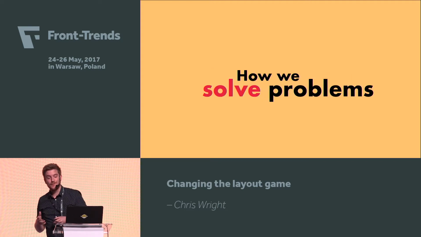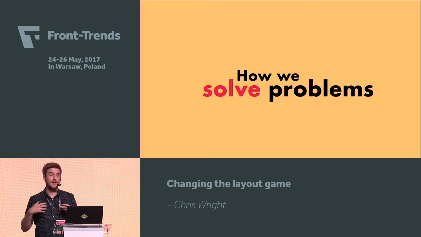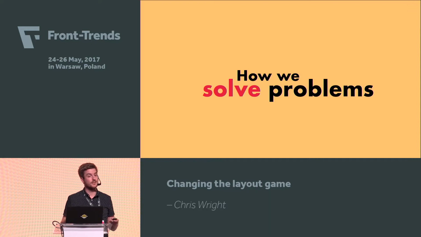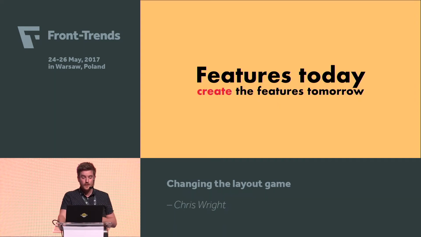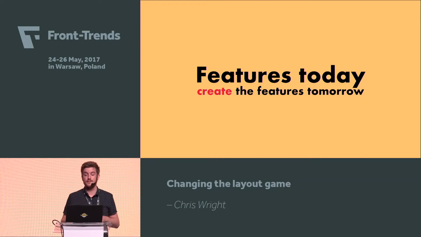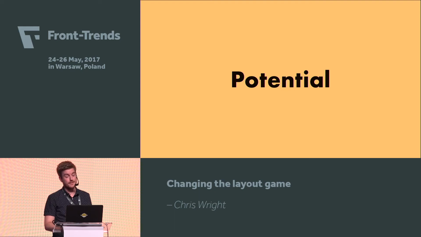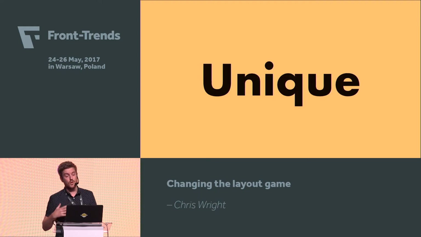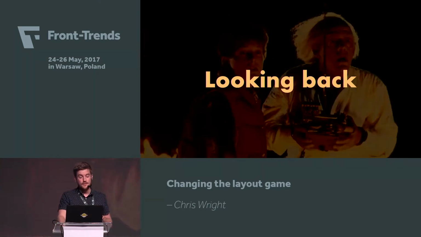We'll look at how we solve problems by using features in interesting ways, departing from functional fixedness, which is the concept of using objects only in the way they're traditionally meant to be used. We'll explore how features of today can help us build the features that we don't quite have yet, by looking at the potential of features and asking what is unique to specific features. We'll start by looking back 15 years.